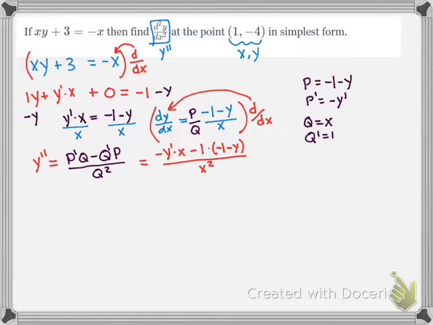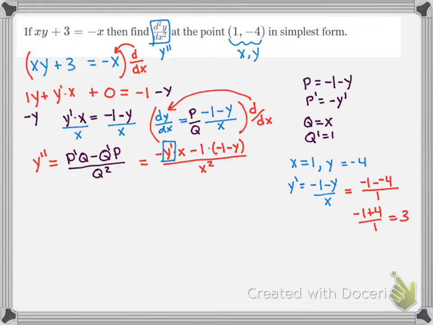Now, we can just plug in our numbers. Everywhere we see an x, we can plug in a 1. Everywhere we see a y, we can plug in a negative 4. And we do see y prime once. For that y prime, which was equal to negative 1 minus y over x, we can also plug in numbers once we plug in for y and x. So we'll have negative 1 minus our y, and our y was negative 4, all over x, that's 1. So this becomes negative 1 plus 4 over 1. Well, that's just 3.